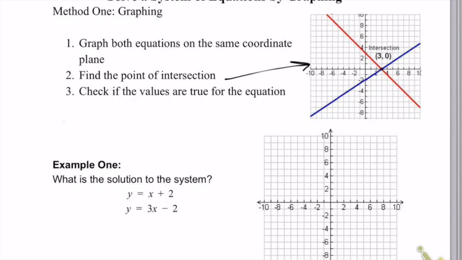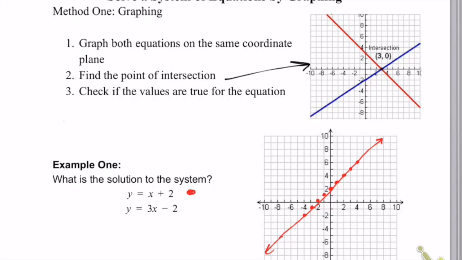So for the first line, I'm going to do this one in a beautiful red. So it's going to start at 2, and it's going to go up 1 over 1, or down 1 back 1. So we're graphing that equation in red. So there's our first one.